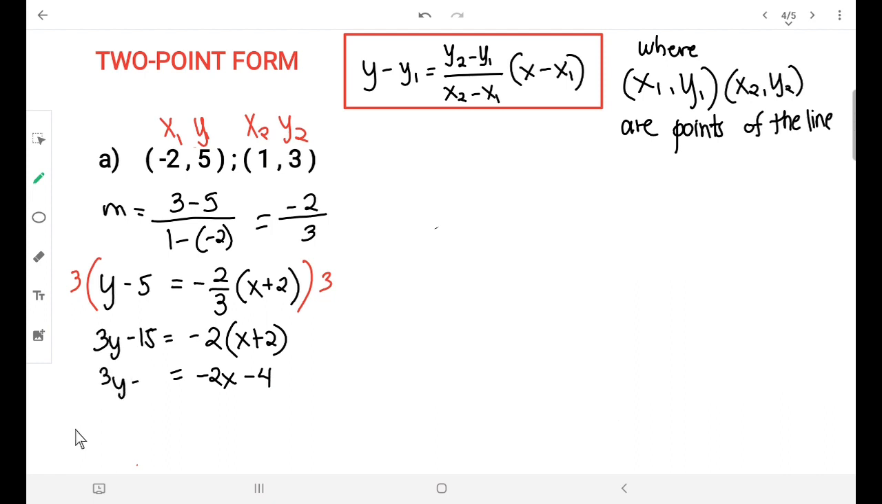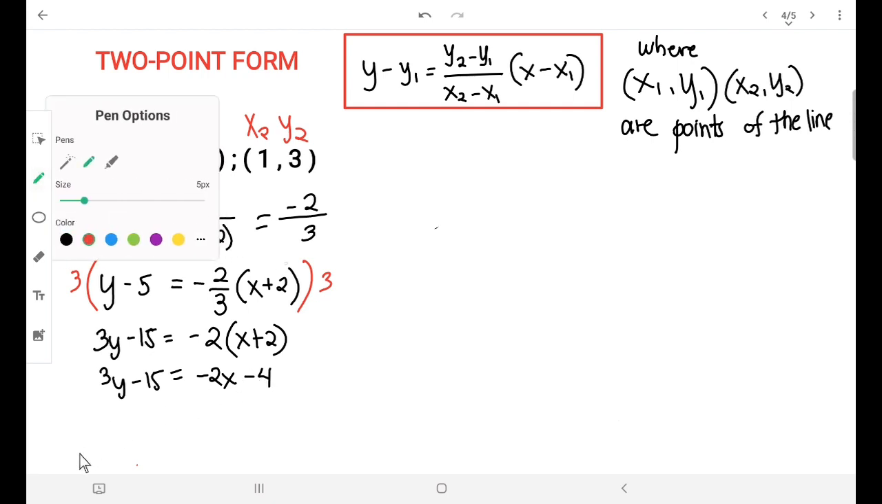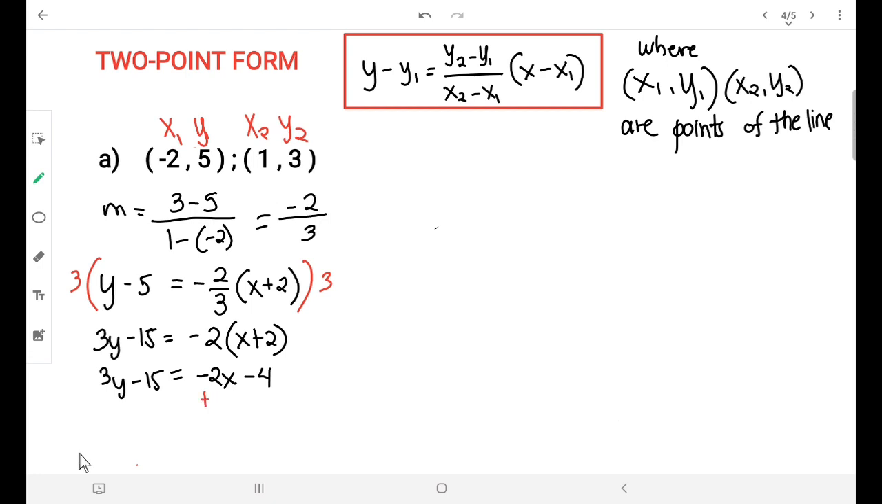We have 3y minus 15. So we have to put the negative 2x, or the x term, to the left-hand side and the constant term, which is negative 15, to the right-hand side. So what we do here is we add both sides by positive 2x and add both sides by positive 15.